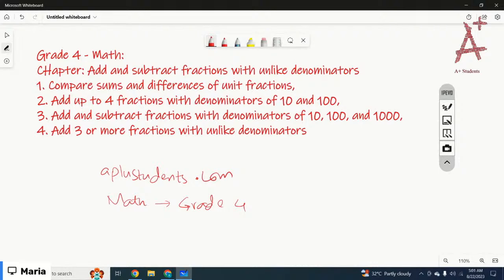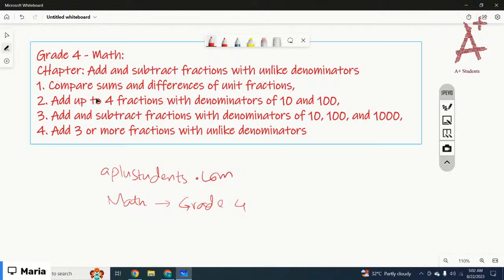We're going to start with the chapter add and subtract fractions with unlike denominators. And the lessons we're going to cover from the chapter are compare sums and differences of unit fractions, add up to four fractions with denominators of 10 and 100, add and subtract fractions with denominators of 10, 100 and 1000, add three or more fractions with unlike denominators. So let's just start with the first lesson.